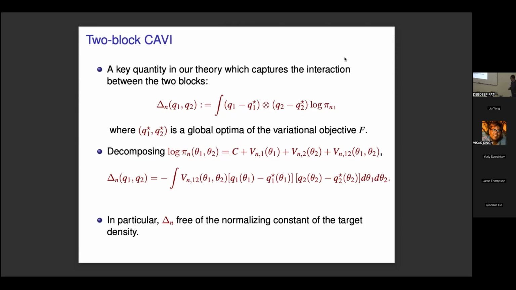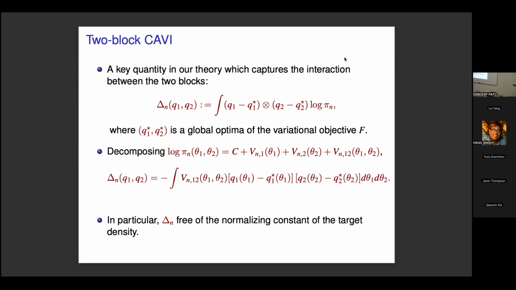So what we found out is when you're updating using coordinate ascent, convergence is roughly inversely related to how much information is propagated between the two blocks, let's say in the two block case. And this information is actually given by this delta n, which is the integral of Q1 minus the optimized value times Q2 minus optimized value integrated with respect to the log posterior distribution.